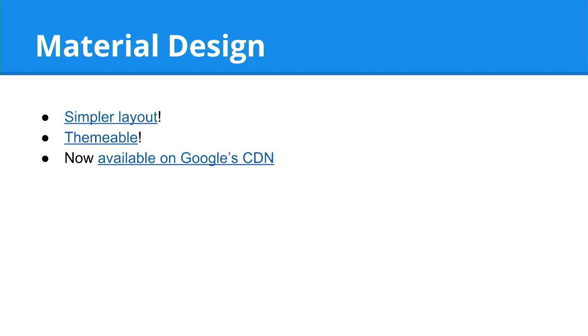Last big thing is the material design project, which is our UI plus layout plus all of the components you need to build rich interfaces. We've made a couple improvements for the 1.6.1 release. We've got a much simpler layout engine for you to use now. It's now themable. You can add colors of your choice. There's good documentation on that. And it's now available on Google CDN for fast deployments.